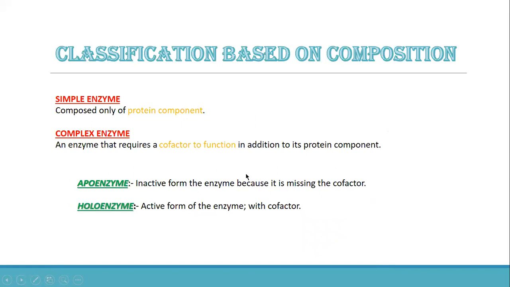Classification based on the composition. Simple enzymes are composed only of a protein component. Complex enzymes, in addition to the protein content, also have a cofactor in order to function. Apoenzymes are the inactive form of an enzyme because they are missing the cofactor. Holoenzyme is the active form of the enzyme with the cofactor.